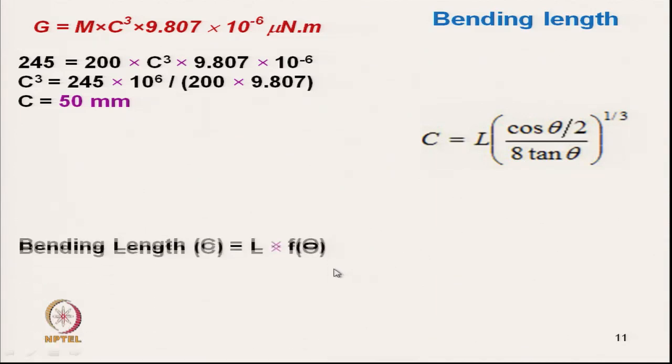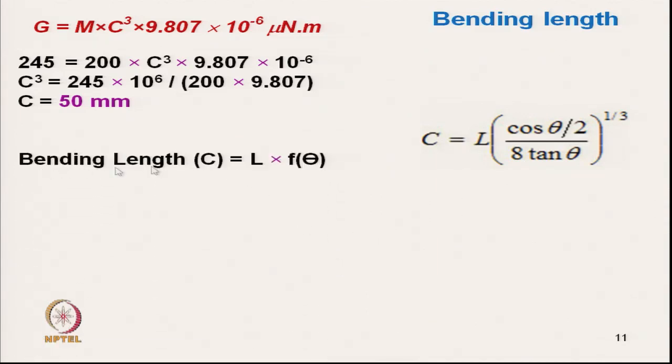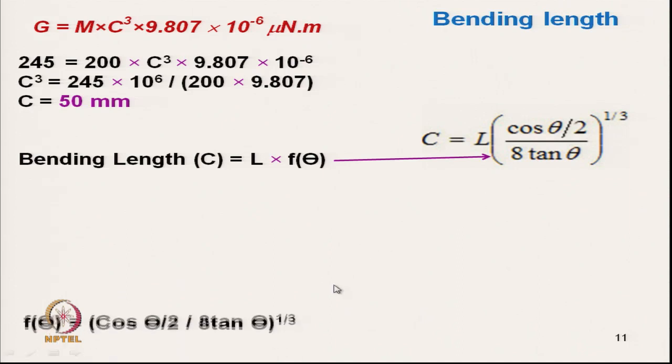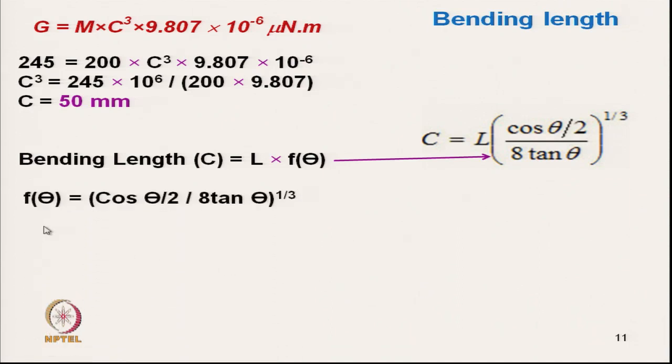So, bending length c equals L times a function of theta. From there we can calculate that the function of theta is (cos(theta/2) / (8 tan theta))^(1/3). Theta is 10 degree, so cos 5 degree divided by 8 tan 10 degree, to the power 1/3. From there we have calculated the function of theta is 0.89.